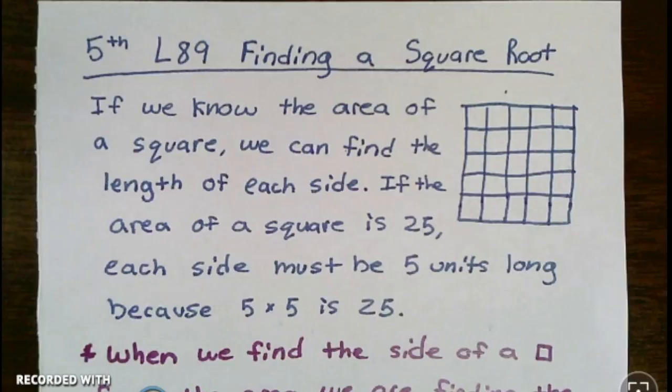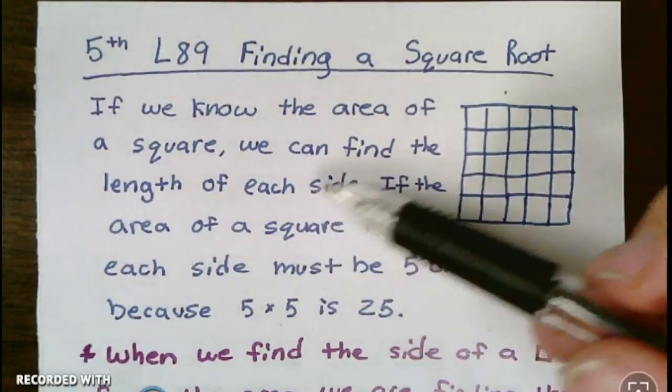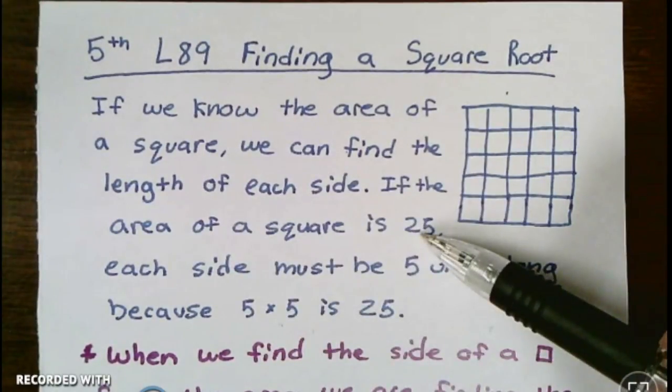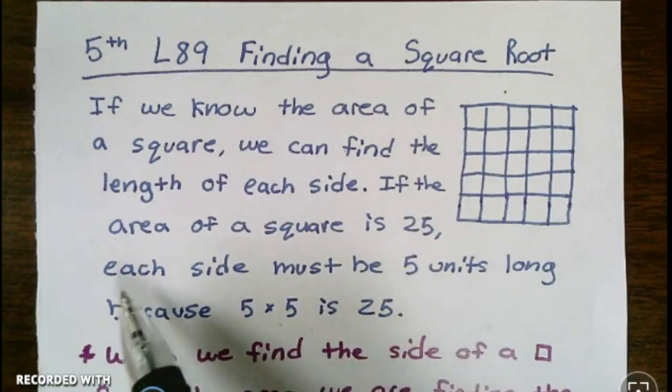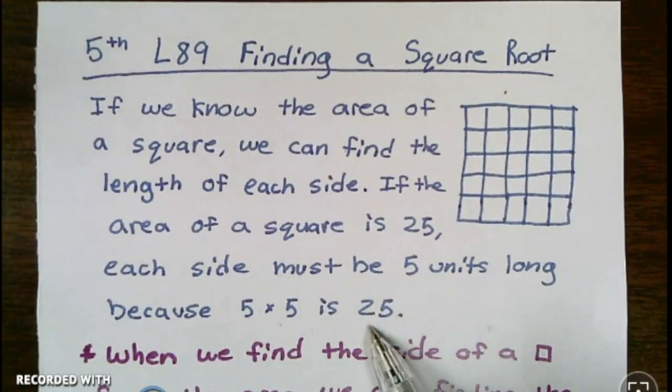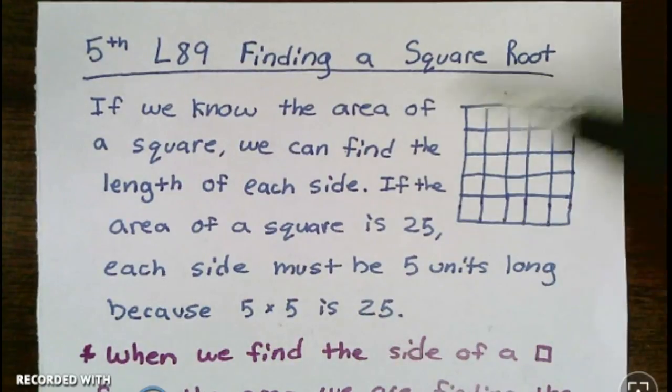Welcome to lesson 89 on finding a square root. If we know the area of a square, we can find the length of each side. If the area of a square is 25, for example, each side must be 5 units long because 5 times 5 is 25. That's what's illustrated right here.